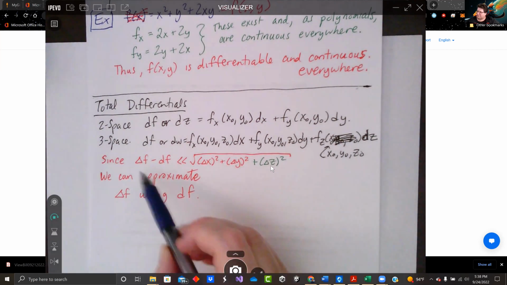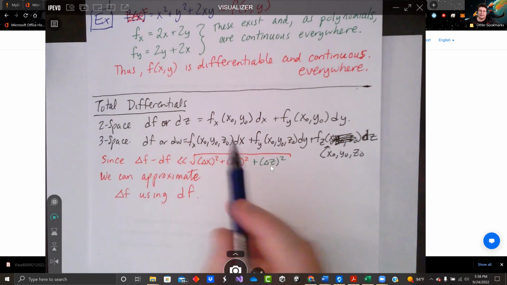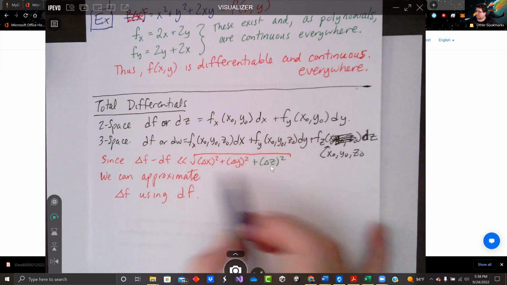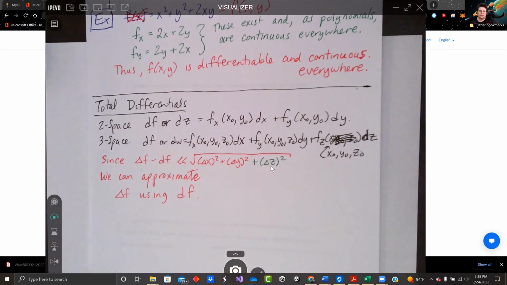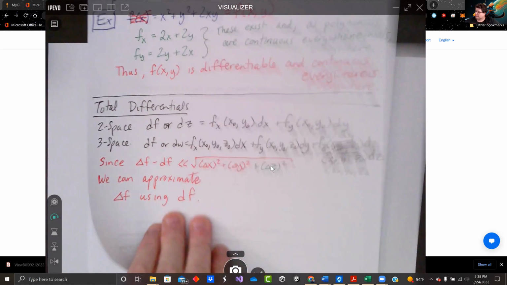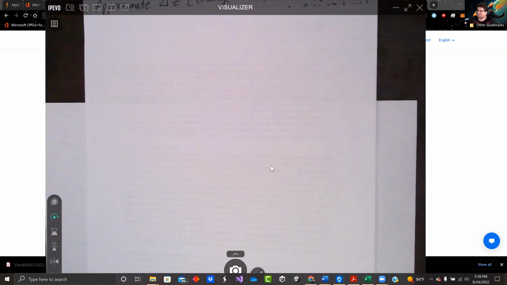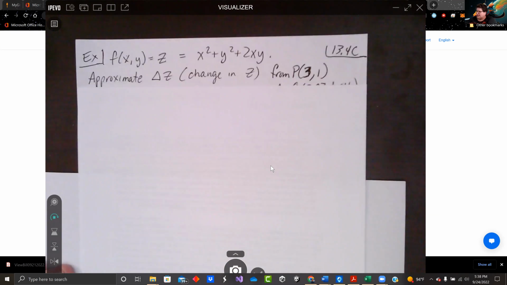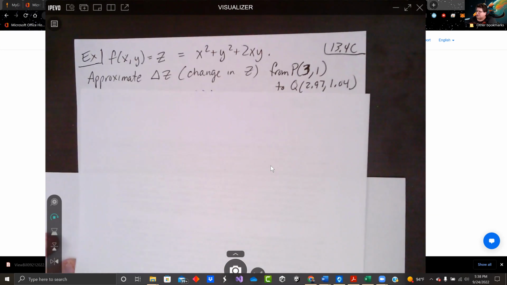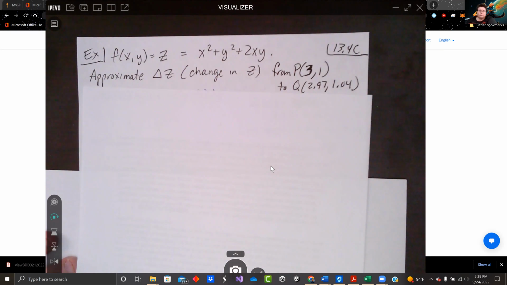And since delta f minus our total differential is a lot less than the actual distance that we're looking at, we can use this to approximate delta f using df. So let's take a look at that. Let's approximate delta f using df. I've got a function here, f of x, y, which is z, equal to x squared plus y squared plus 2xy. We want to approximate the change in z if we're going from (3, 1) to (2.97, 1.04).